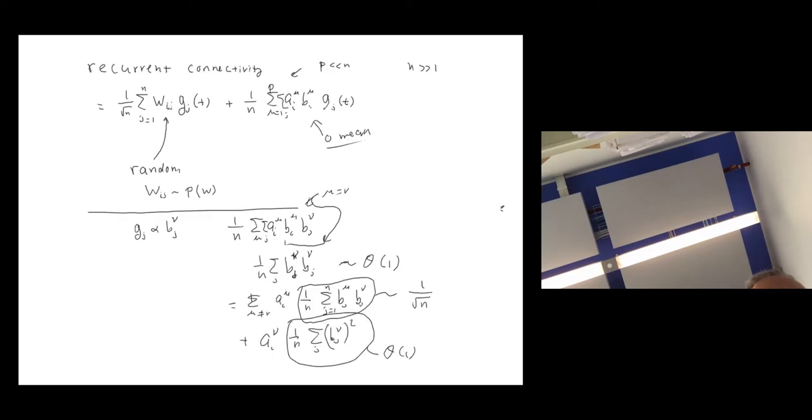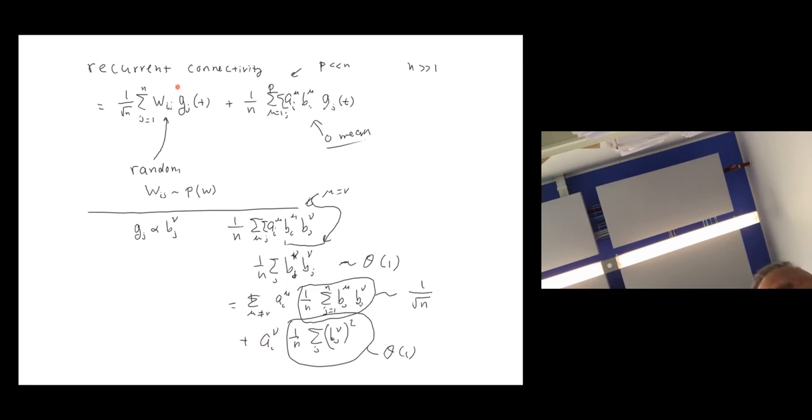So let's go back to this. This term was 1 over n. These are 1 over n times random variables. Get 1 over root n. So we can kind of ignore this, right? When g is proportional to b, we get something out, right? That's sort of structured and correlated.